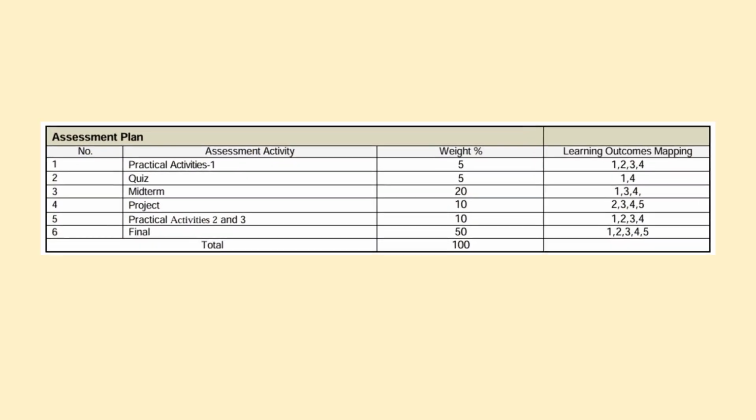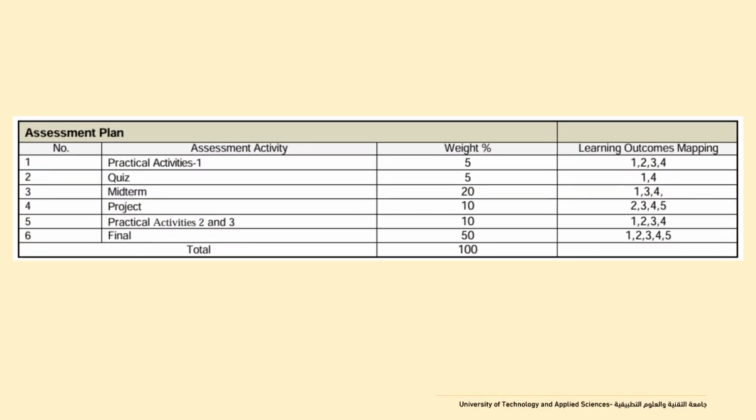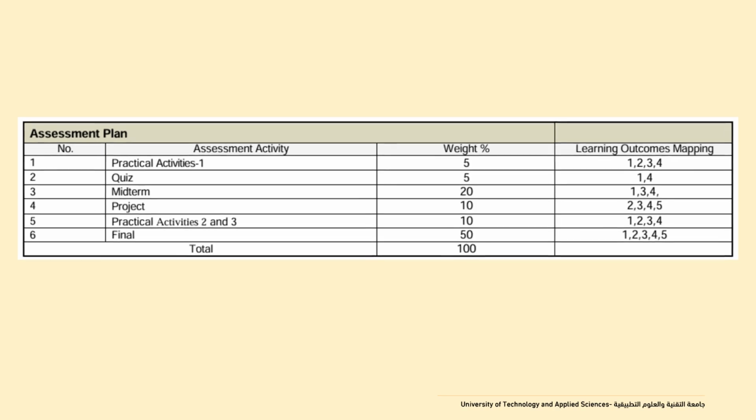We will now discuss the assessment plan. In this course, your performance will be evaluated through several assessments. Practical Exam 1, 5 marks. Quiz, 5 marks. Midterm Exam, 20 marks. Project, 10 marks. Practical Exam, 10 marks. Final Exam, 50 marks. Altogether, these assessments make up 100 marks in total. Each activity is mapped to specific learning outcomes, ensuring a balance between practical skills, theoretical knowledge, and applied analysis.